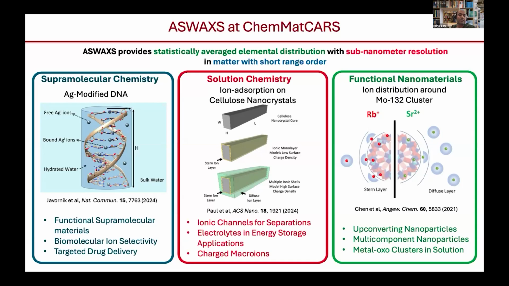Under supramolecular chemistry, you can look into specific ion interactions with the supramolecular backbone. For instance, here I'm showing you a cartoon of DNA interacting with silver ions. So you can look at those kinds of problems, and basically it will give you information about the material itself, how it interacts with ions, then ion selectivity, and to some extent give you some targeted drug delivery information also.